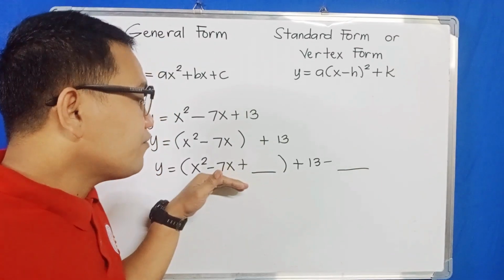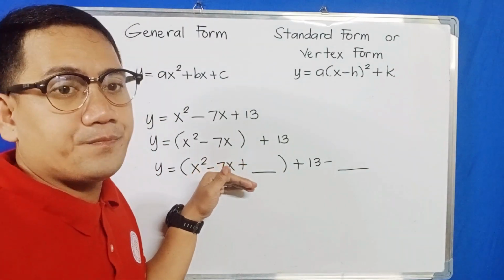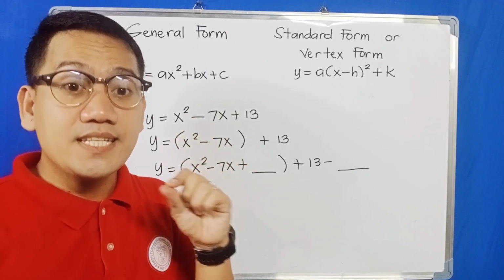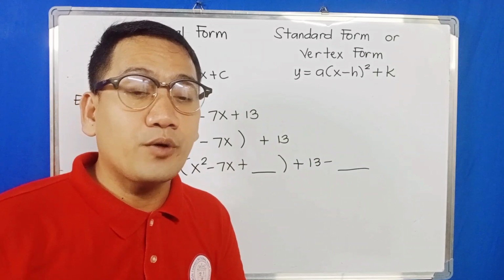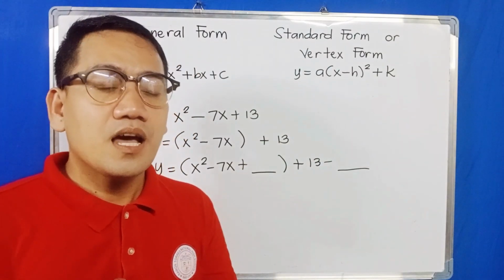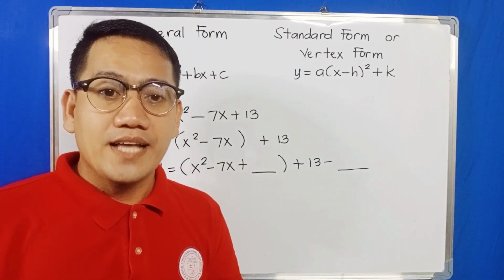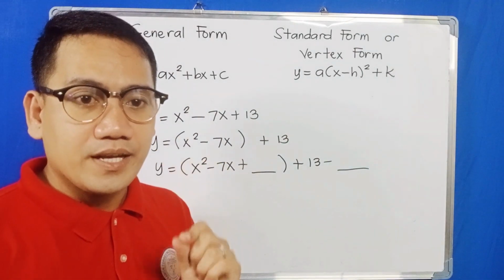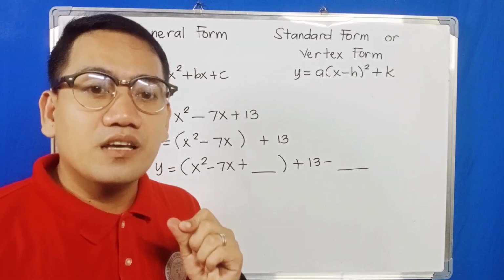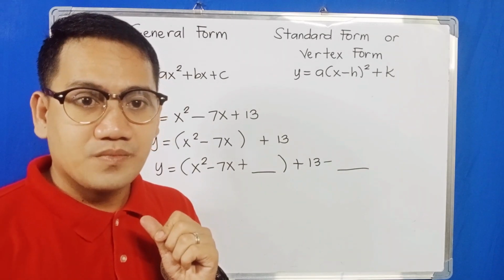So we will get half of negative 7. Half of negative 7 is negative 7 halves. Or probably you're thinking negative 3.5. It is still correct, but it would be better to utilize our answer in terms of fraction. So half of negative 7 is negative 7 halves.